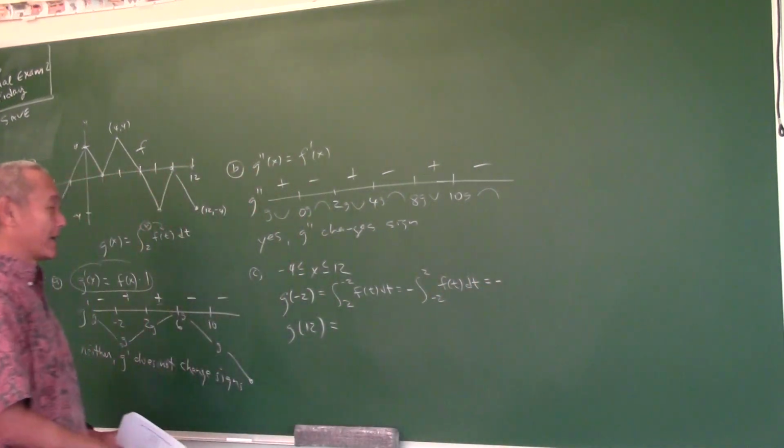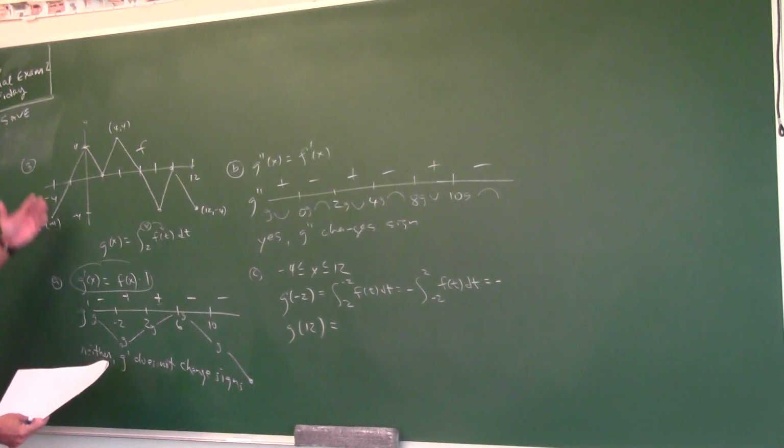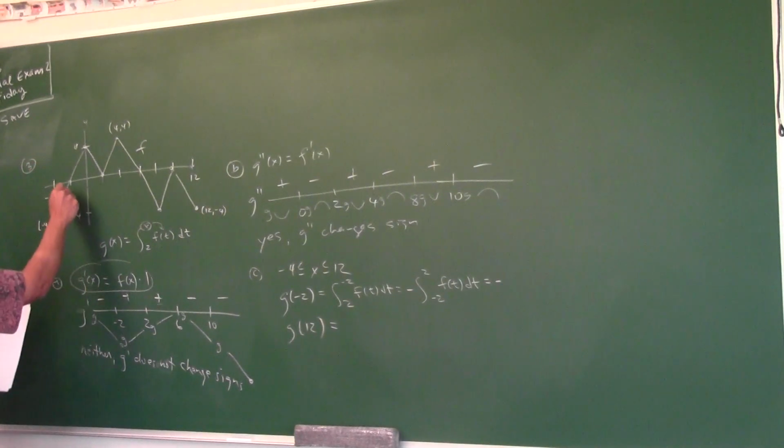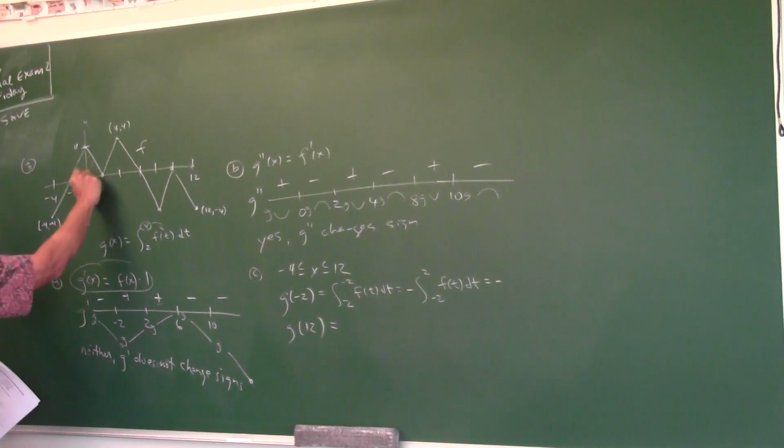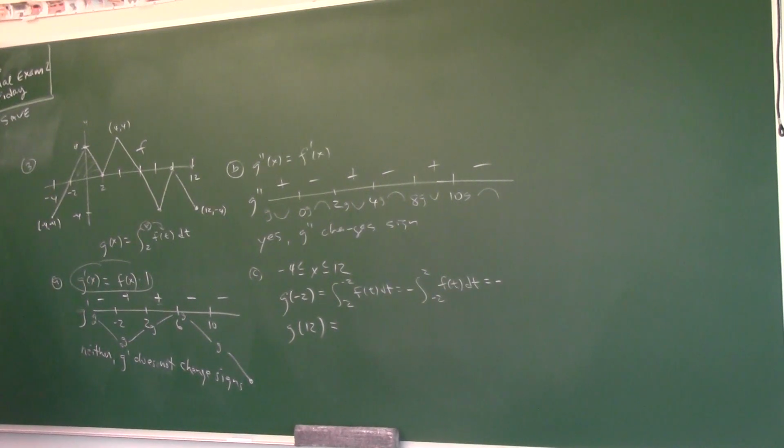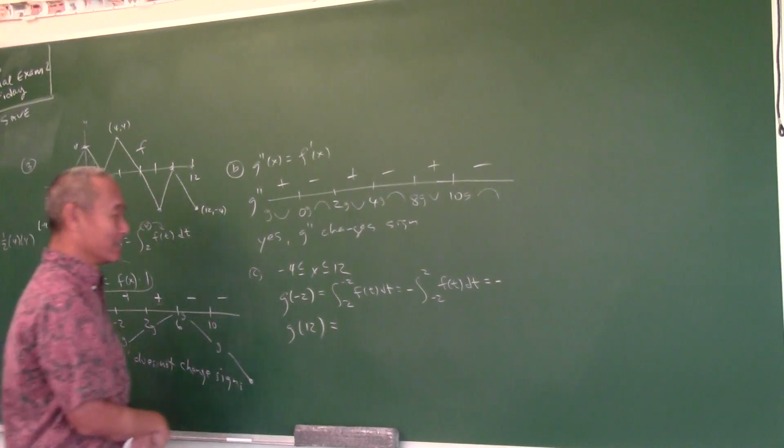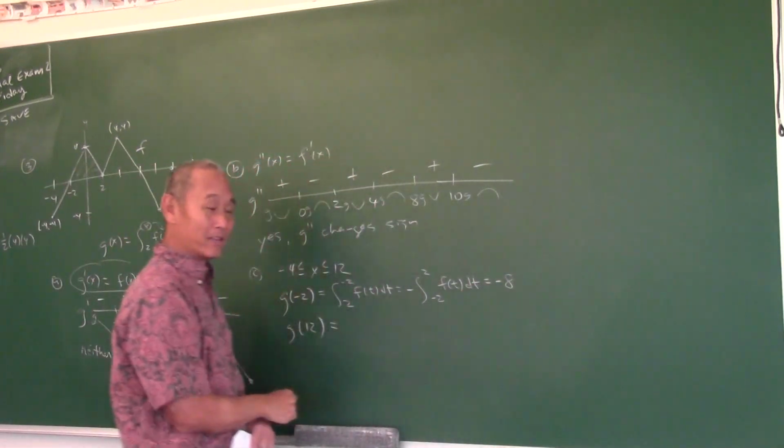And the integral from negative 2 to 2 is the area, since this is the graph of f. So here's negative 2 to 2. We need to compute that area right there. But that's just a triangle. 1/2 base times height. That's 8. So the answer is negative 8.